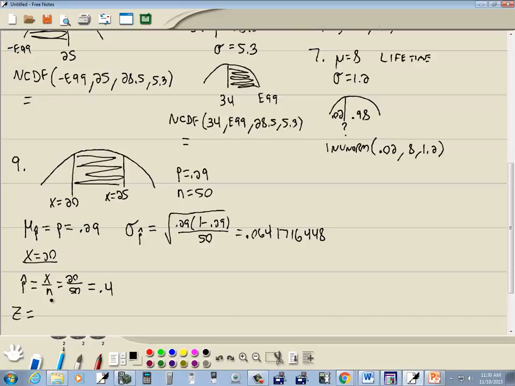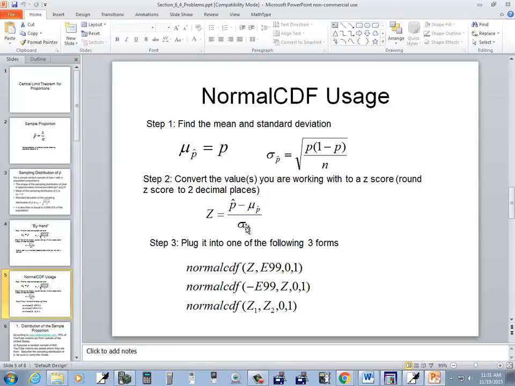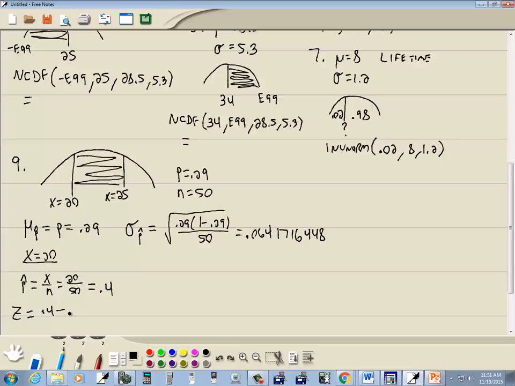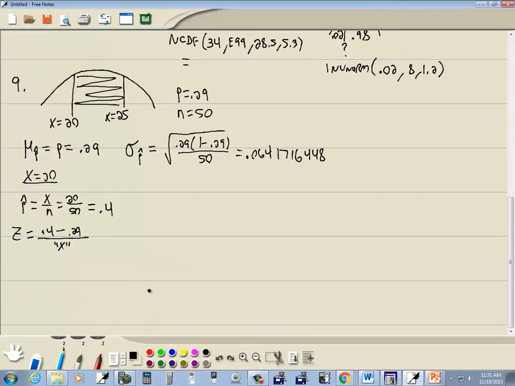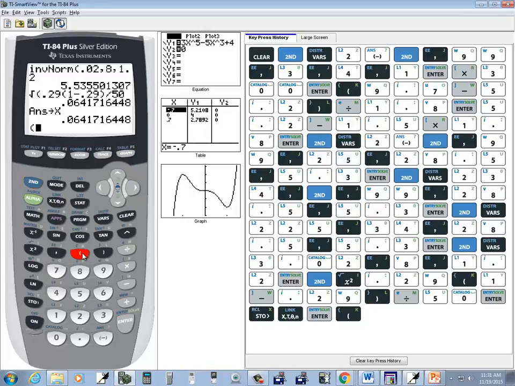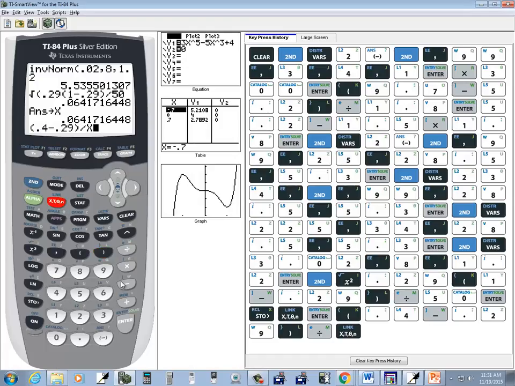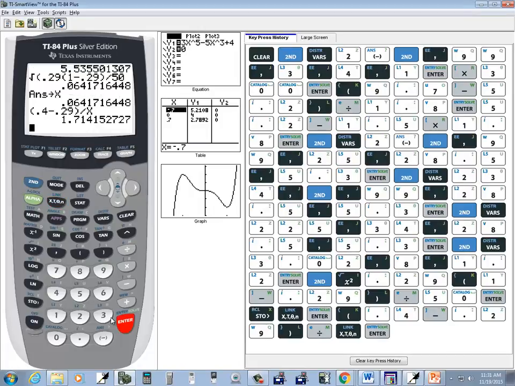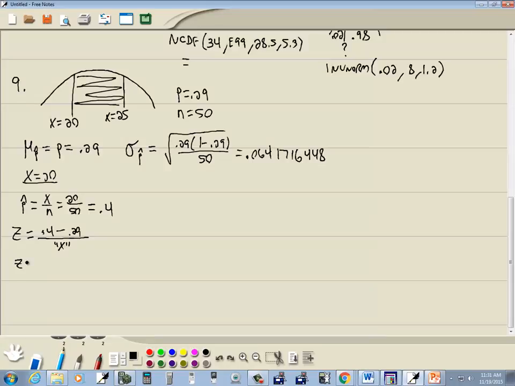And now that I have that, I can plug in this formula. So we get z is equal to p hat, which is 0.4, minus mu sub p hat, which is 0.29, over sigma sub p hat, which remember we put in x. Now when we plug this in, we want to put parentheses on the top part. So I'll put parentheses and then 0.4 minus 0.29, close parentheses, divided by x, and then press enter. Now, I would probably recommend taking these to 2 decimal places to get it to match the answer you get by hand. More decimal places would actually be more accurate.